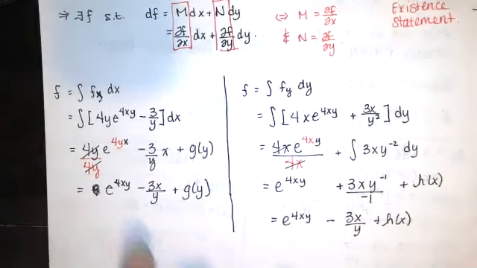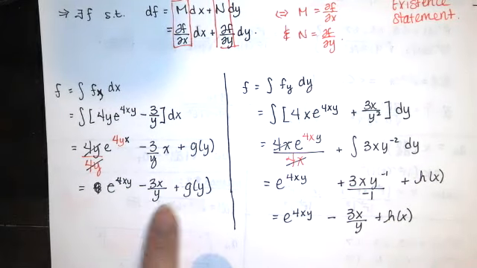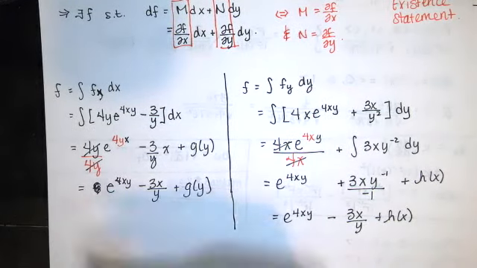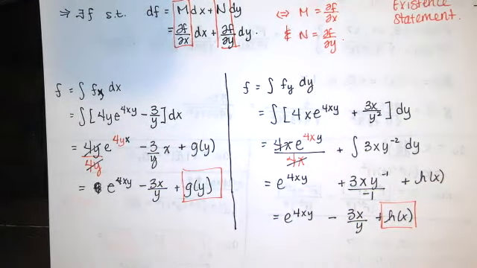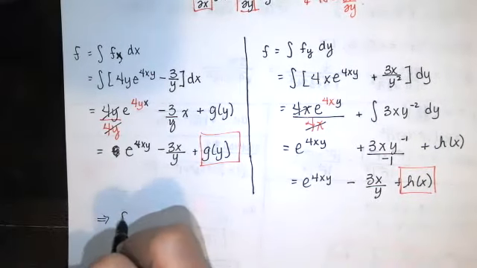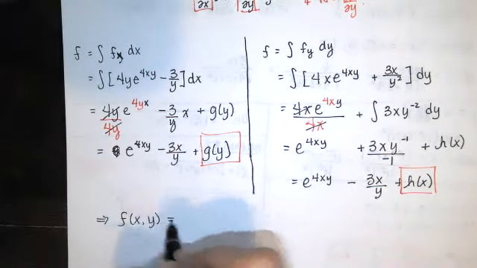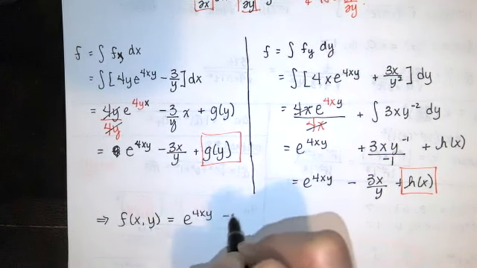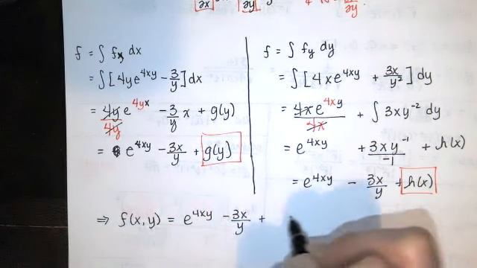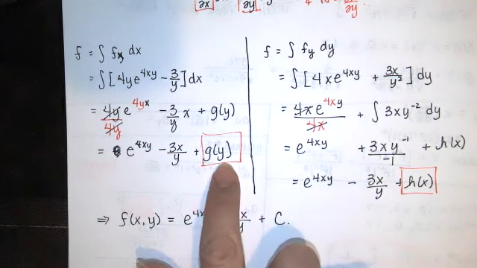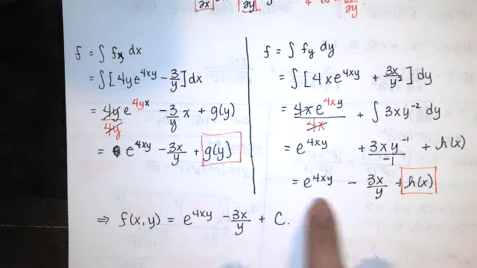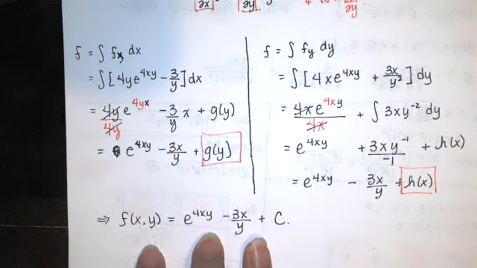Now f is also e to the 4xy minus 3x over y plus g of y. So the only pieces that don't match here are the g of y and the h of x. Well, if this function of y is equal to that function of x, they must both be equal to the same constant. So that means our function f is the exponential minus 3x over y plus a constant c. And if you check it out, this plus c fits that form, and this plus c also fits that form. So this is our function f of x, y.